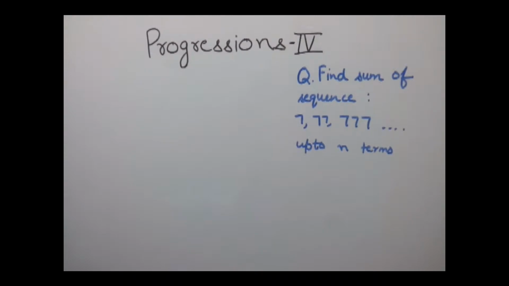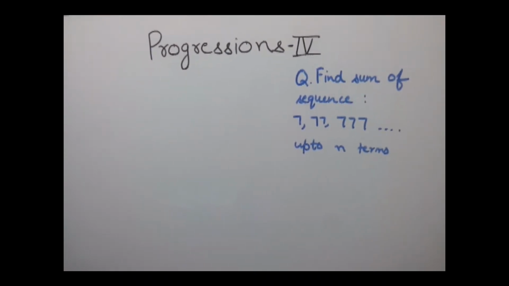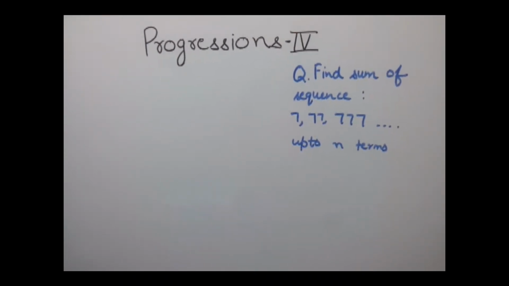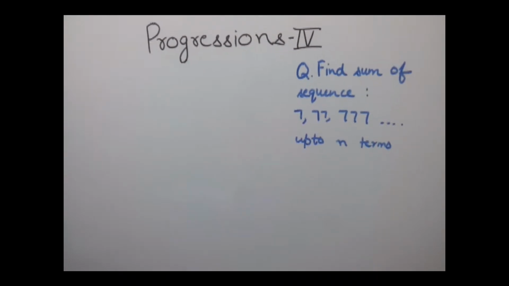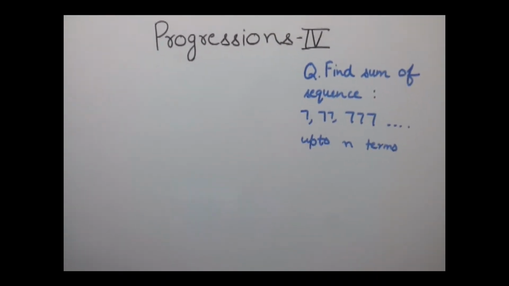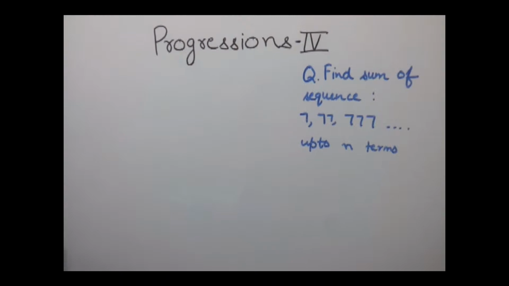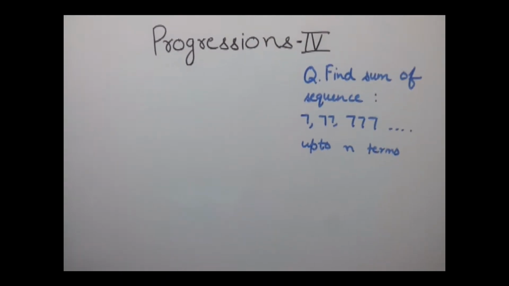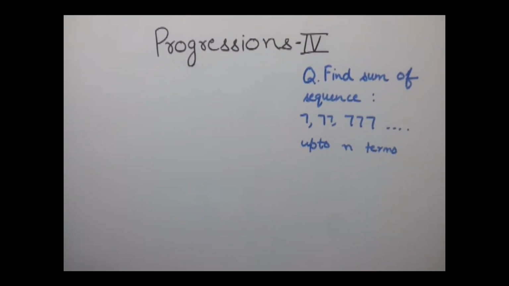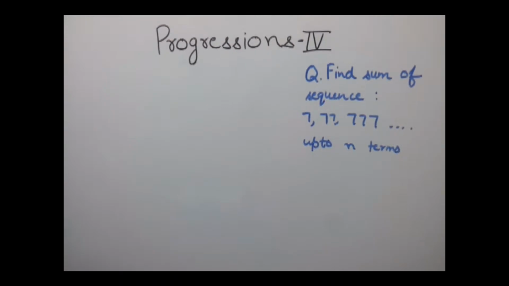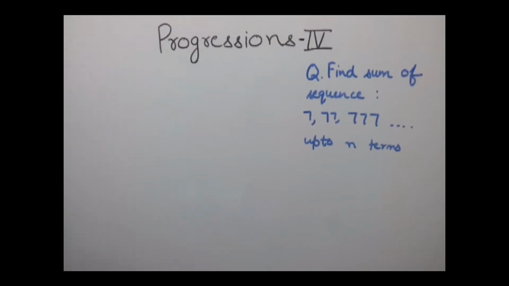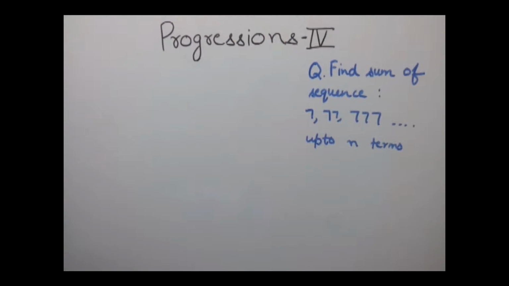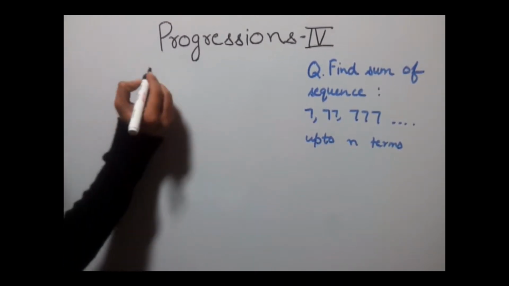Our first example is to find the sum of the sequence 7, 77, 777 and so on up to n terms. Now it can be seen that this series is neither GP, HP nor AP. So what we will do is first convert this series into one of AP, GP or HP, and then find out its sum. Let's see how to do this.